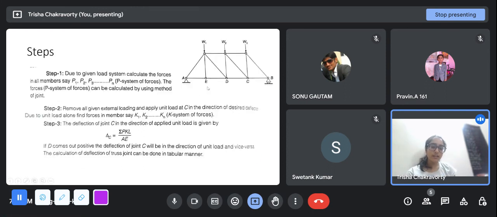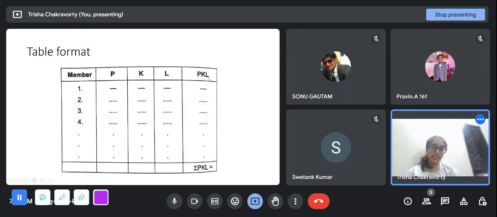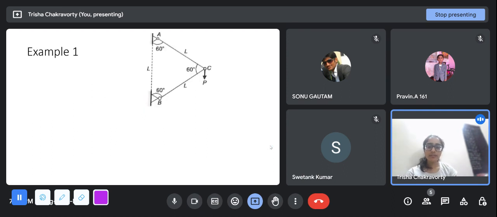So if the areas of all these members are given different, in this table also add a column with A and find out PKL by A. That you have to remember. Don't just blindly follow this. Then we have to add that and then divide the overall thing by the Young's modulus. And if you see examples, it will become clear.